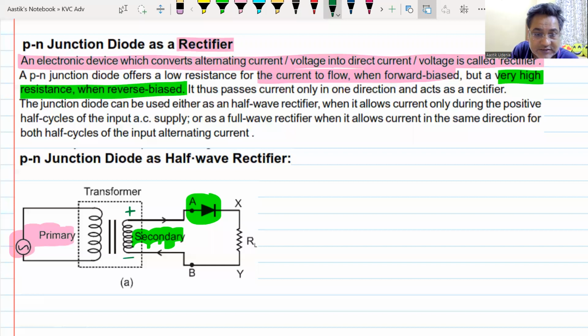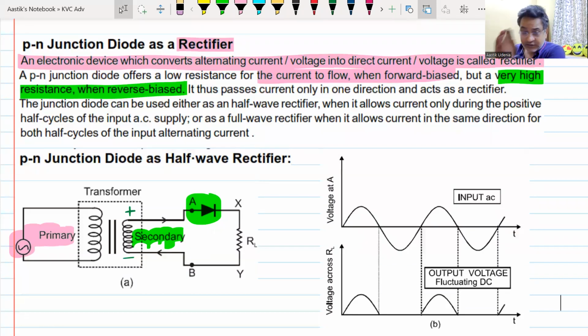Do we understand this? Yes, sir. On input, we have AC, which varies. On the other side, we have fluctuating DC, which changes its value, but it does not change its direction. Do we understand this? I'll give you a minute to note this down.